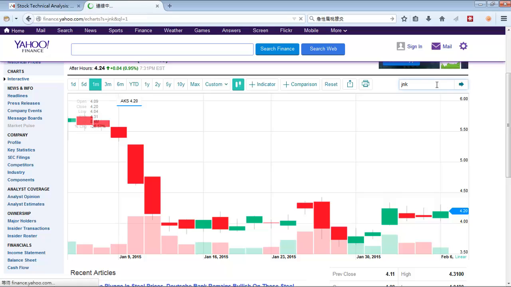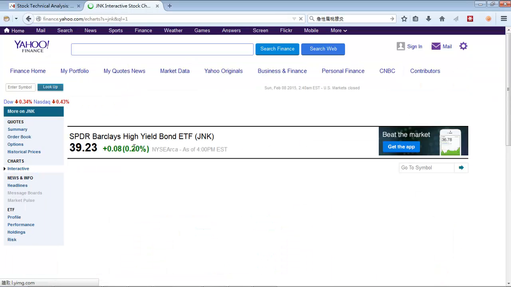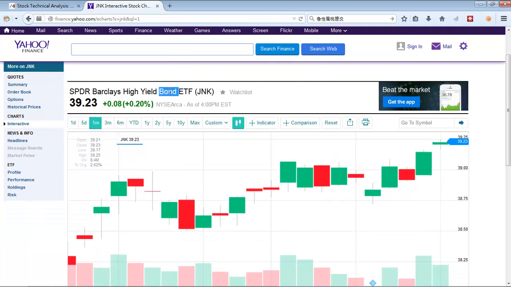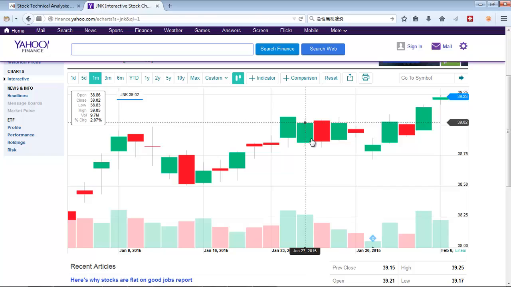Next one we're going to look at is usually something you wouldn't want to play as a swing trader. It's a high yield bond ETF. It basically tracks corporate bonds and lets you invest in those corporate bonds without having to buy the bonds yourself. What's interesting here is we see an up gap with a high volume, which indicates that it might be a breakaway gap to where this stock continues increasing in price.